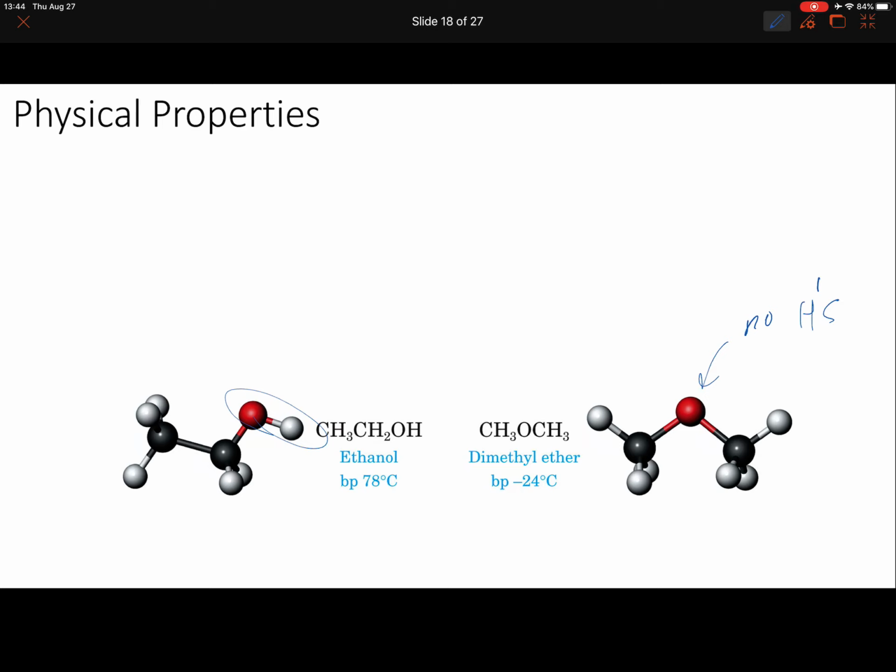Ethers have lower boiling points than alcohols of the same molecular formula. So these two are constitutional isomers. They're both the same formula. One's an ether, one's an alcohol, but you can see here a marked difference in boiling point. Dimethyl ether's boiling point is much more similar to propane. I don't know what I was trying to draw here. So propane and dimethyl ether would have similar boiling points. I think propane's was a little lower though than -24.